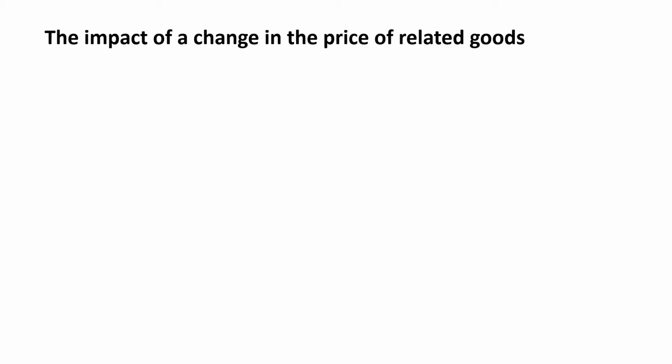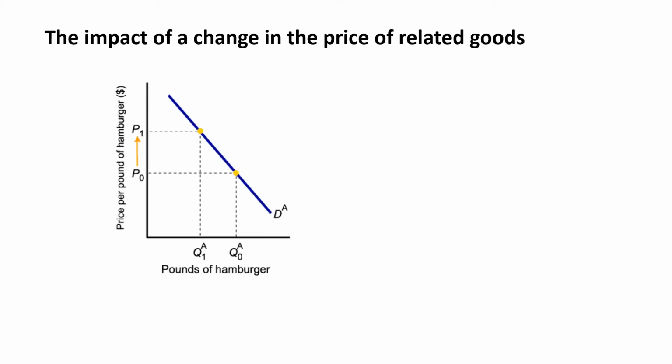Now let's talk about the impact of the change in the price of related goods. When we talk about related goods, we talk about two types: either the substitute or the complement. Over here, there is a change in the price of the hamburgers. There is an increase in the price of the hamburger. The price used to be, for example, $5, and now it has reached $10. So the price increased by 50%.